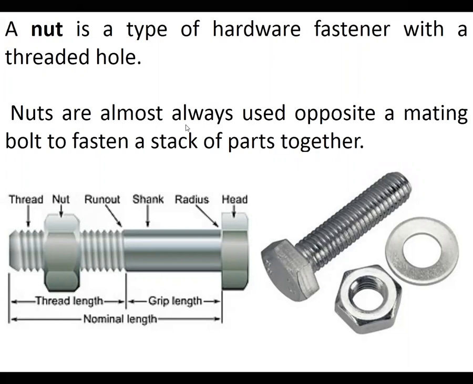Then a nut is almost always used opposite to the mating bolt. So this is opposite to this. You can see this is the hollow position, and this is the screw position. This is always opposite to this, not clockwise. This is anti-clockwise. So whenever these two components are turned anti-clockwise, like left hand and right hand, you take that this is the left hand, you take that this is the right hand.